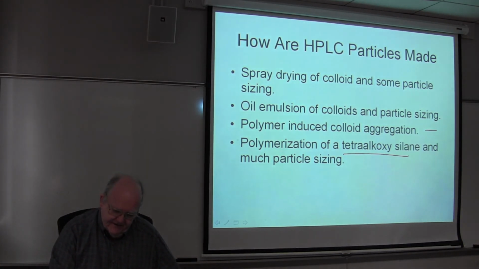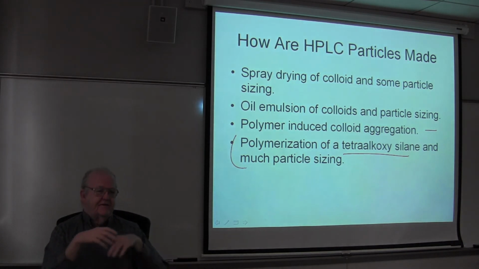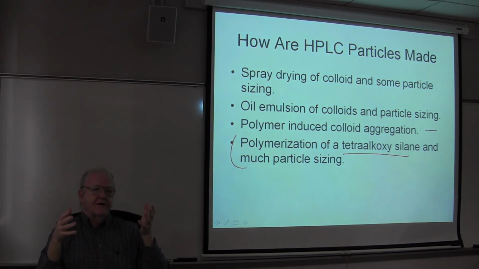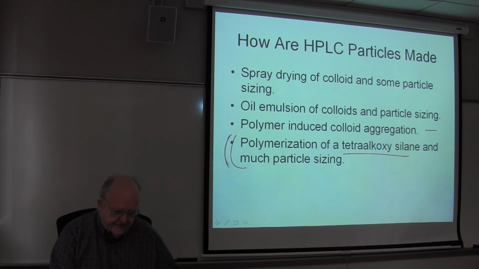The downside of this is when you're done, you have to grind the silica up. And apparently there are ways of grinding it into spheres, but they're very polydispersed, and there's an awful lot of particle sizing that goes on. But the junk silica that organic chemists use, and some of my good friends are organic chemists, and I tell them it's junk, this is how it's made. This is the cheapest way to make silica, but not HPLC silica.